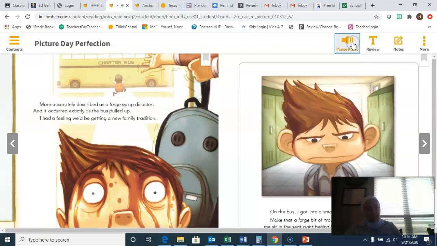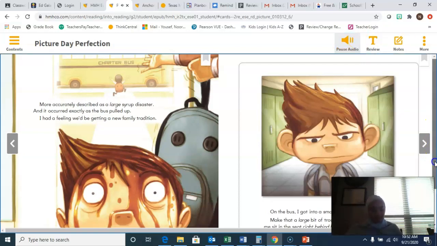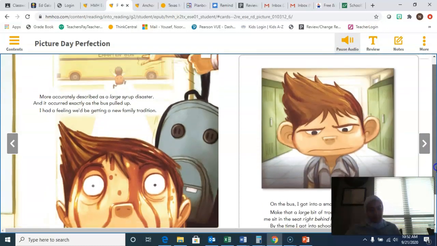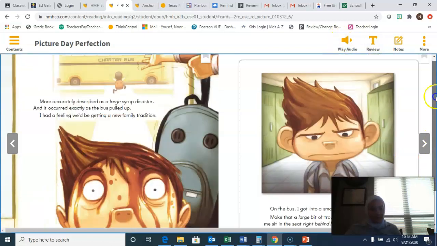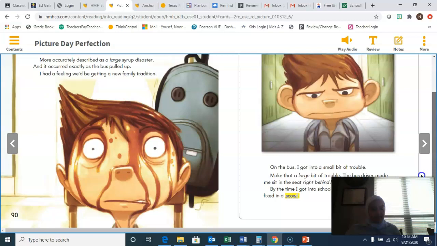More accurately described as a large syrup disaster, and it occurred exactly as the bus pulled up. I had a feeling we'd be getting a new family tradition. Oh no. The bus was pulling up and it was a lot bigger than just dripping off the table.